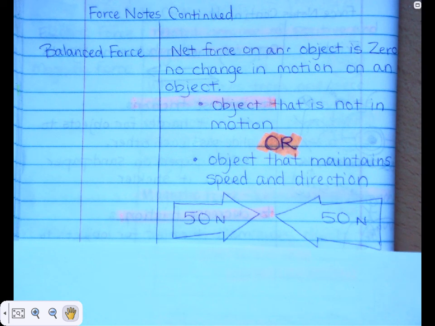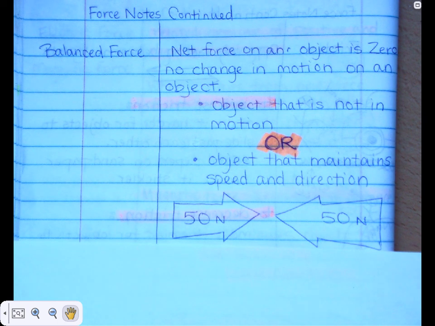Don't be wrong. No, bad, because N stands for Newton, not North. No, bad. No, Jacob is being a rebel.